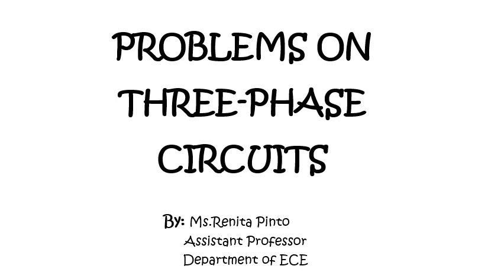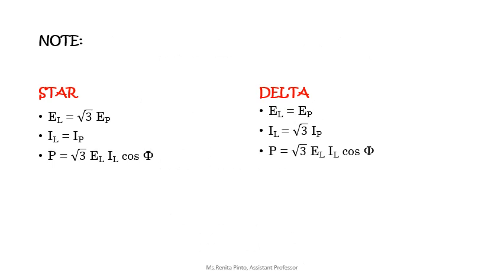Hello students, today we will be going through the problems on three-phase circuits. So let's first see what are the different types of formulas in this. So you already know for a star connection, EL will be equal to root 3 EP, line current will be equal to the phase current, and power will be given as root 3 EL IL cos phi.